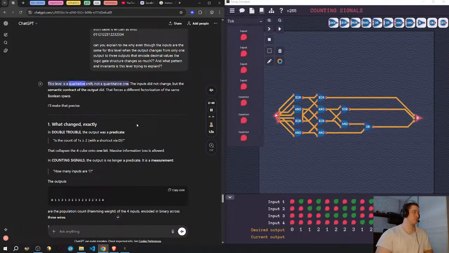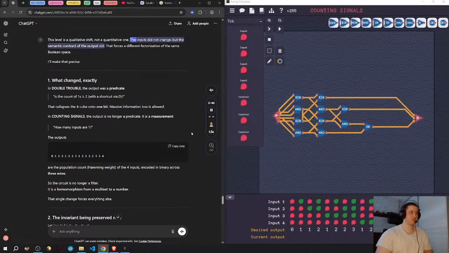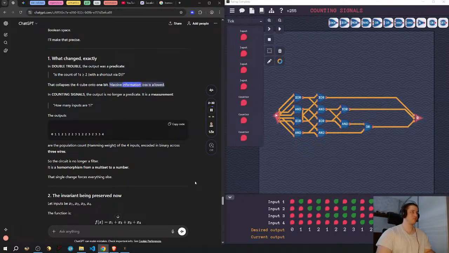This level is a qualitative shift, not a quantitative one. The inputs did not change, but the semantic contract of the output did. That forces a different factorization of the same Boolean space. I'll make that precise. 1. What changed exactly? In Double Trouble, the output was a predicate: is the count of 1s greater than or equal to 2, with a shortcut via D? That collapses the 4-cube onto 1 bit. Massive information loss is allowed.